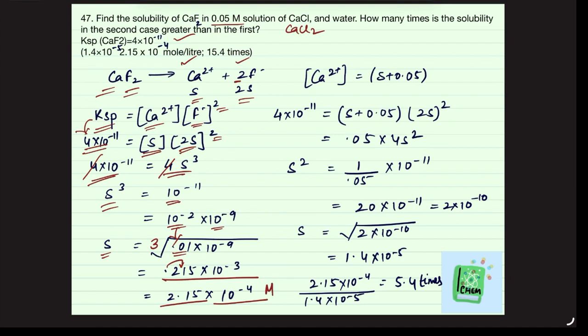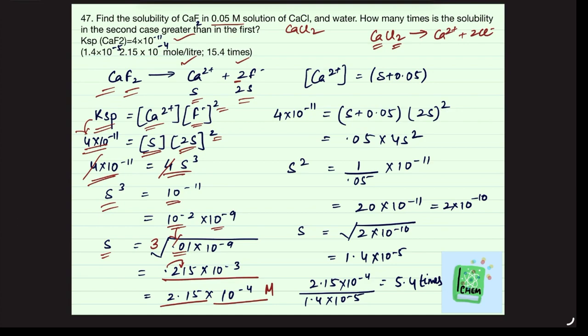Now what happens if you add calcium fluoride to a 0.05 molar solution of calcium chloride? Calcium chloride has one calcium ion and two chloride ions. Calcium chloride dissociates to give one calcium ion and two chloride ions.